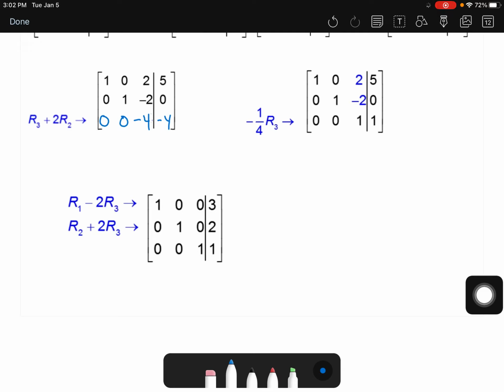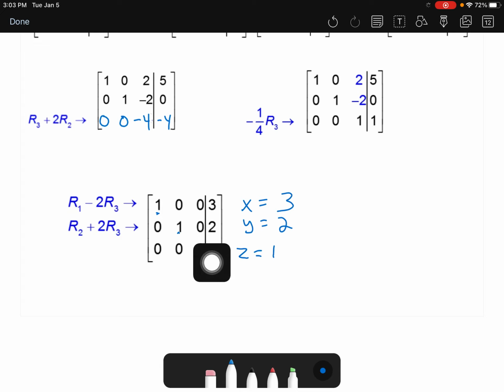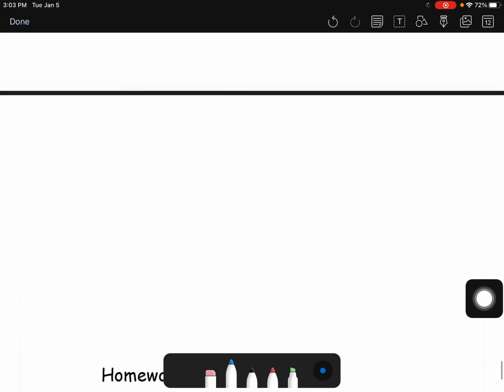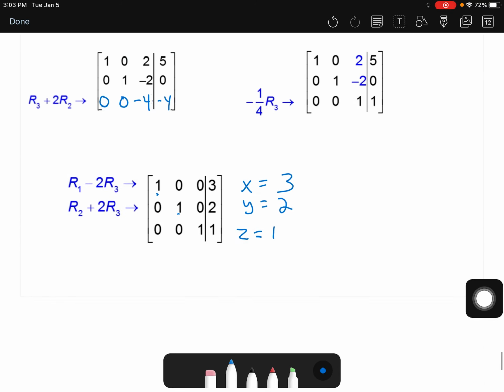Now we've got it all the way into reduced row echelon form, so that's easy to read. We see z equals 1. We see that right here, then y equals 2, and for this one, we'd have x equals 3. So once you get it there, these are just your solutions. This is x, this is y, this is z. Okay, I think that is all. So that's an introduction to solving systems using matrices with row echelon form and reduced row echelon form.